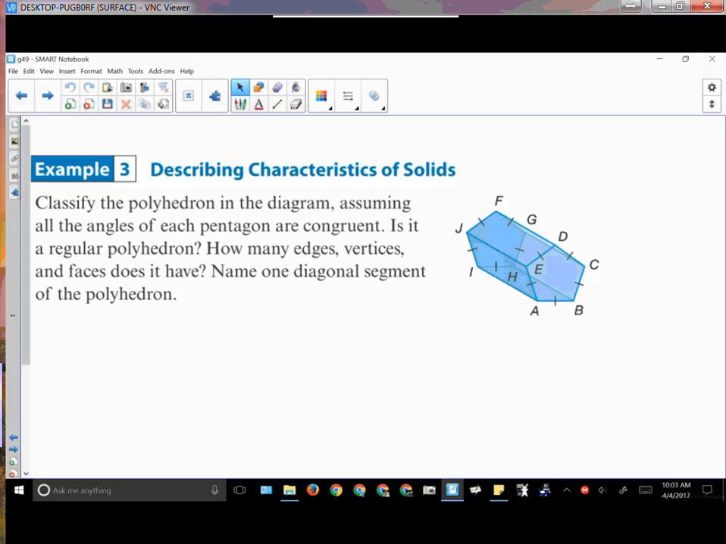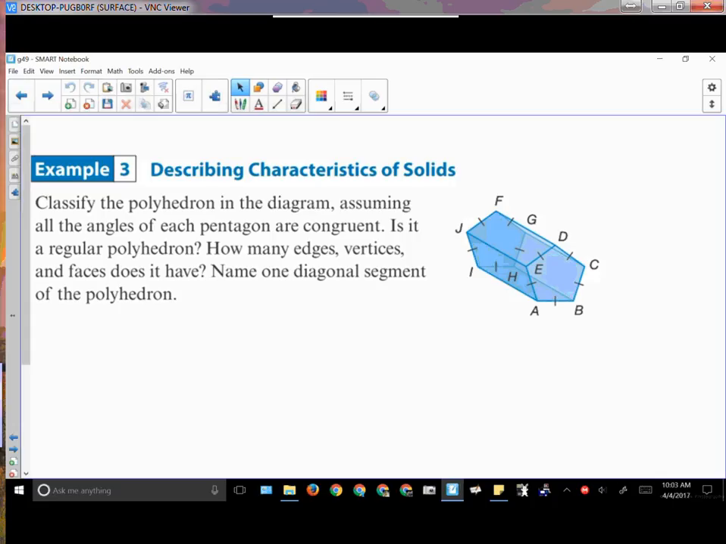Let's see, so how many edges does it have? Well, I could count those out. 1, 2, 3, 4, 5. Well, there's 5 here, there's 5 there, right? And then there's 1, 2, 3, 4, 5 more connecting them. So I got 15. That's fairly easy. How many faces does it have? Well, there's 1, 2, 3, 4, 5 there with the lateral. And with the ends, there's 7, yeah.